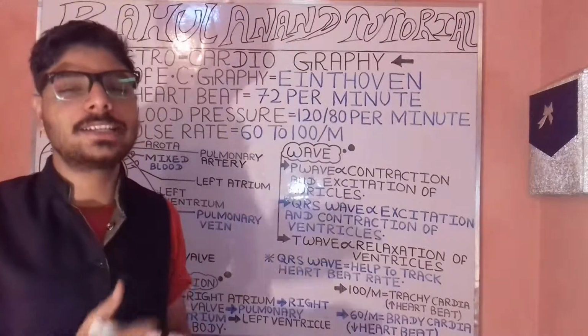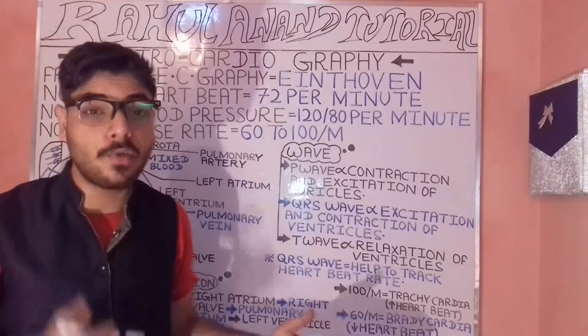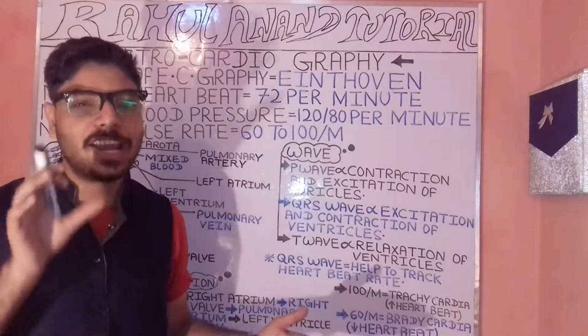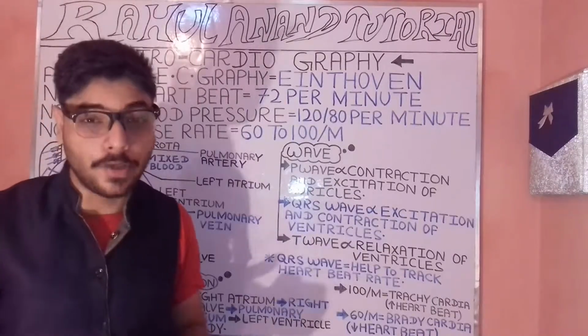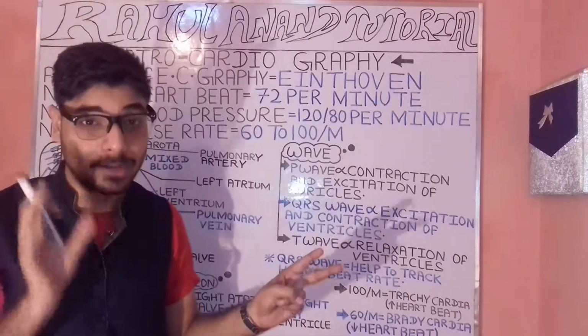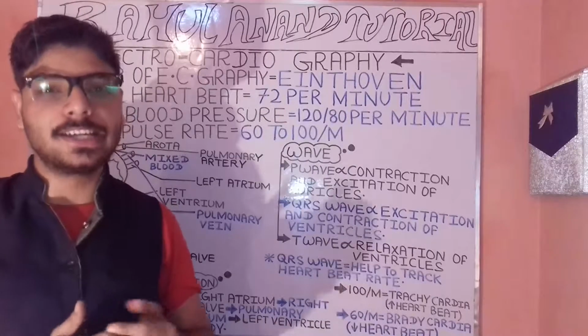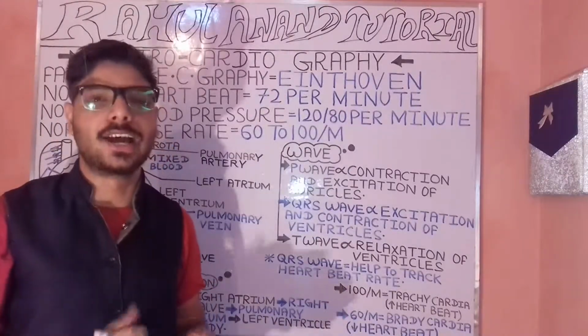When we are talking about the QRS wave, it often plays an important role in order to track the heartbeat rate. When we are talking about the heartbeat rate, you often have an increased heartbeat rate as well as a decreased heartbeat rate.